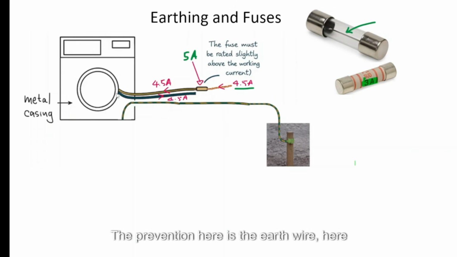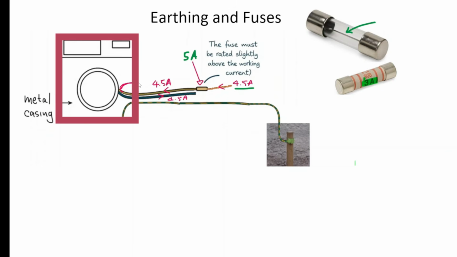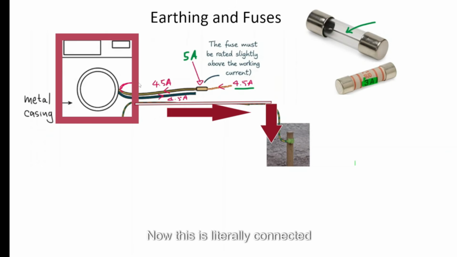The prevention here is the earth wire. Here is the earth wire. So the earth wire is just connected to the metal casing. Under normal conditions, there will be no current. However, when the live wire touches the metal case accidentally, what will happen is this becomes live. A large current will surge down to the earth. Now this is literally connected to a metal pole driven into the earth.